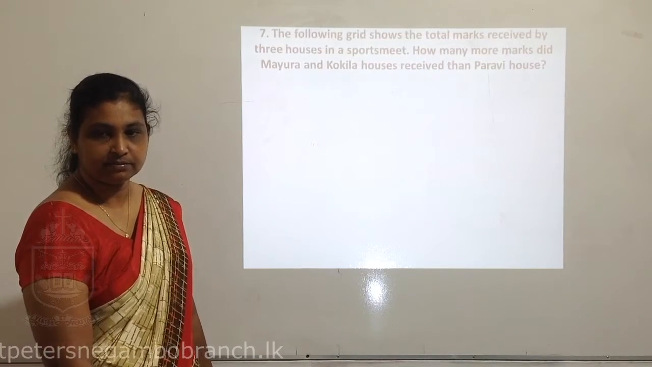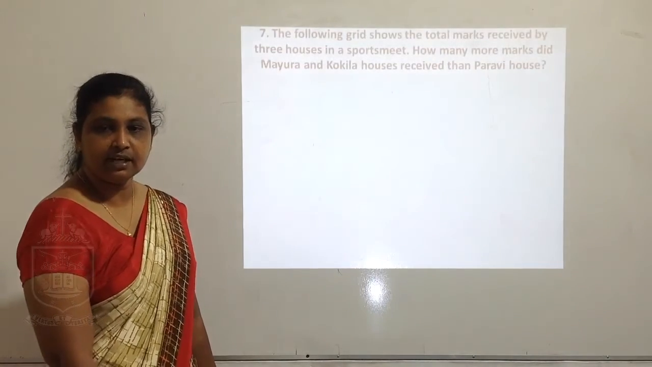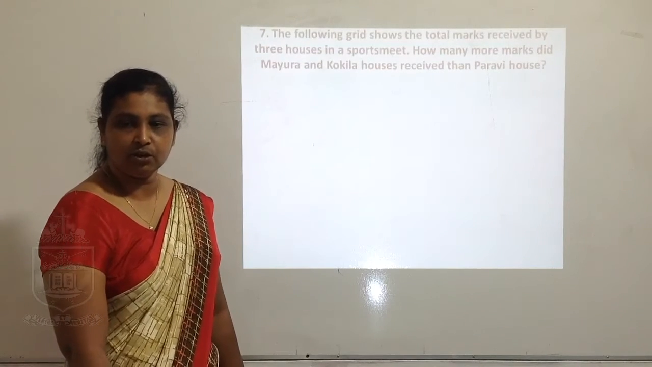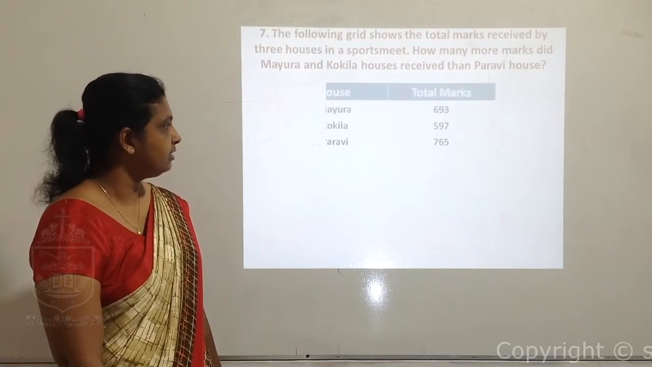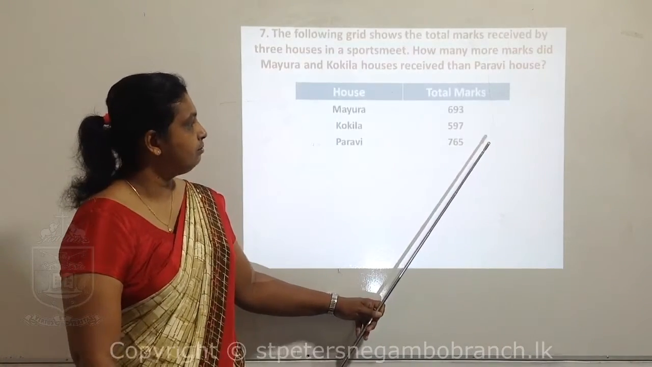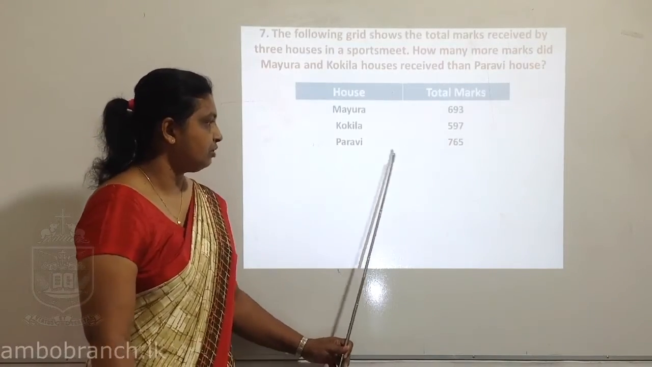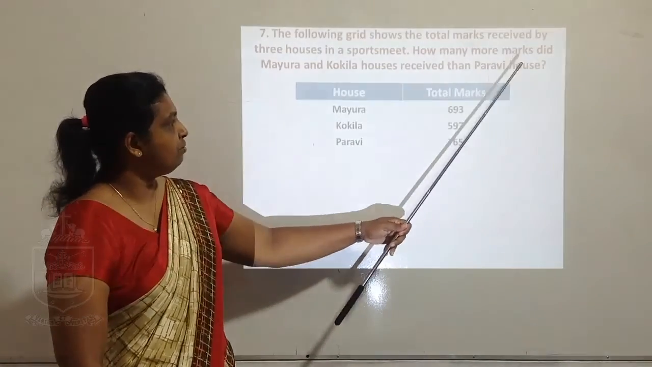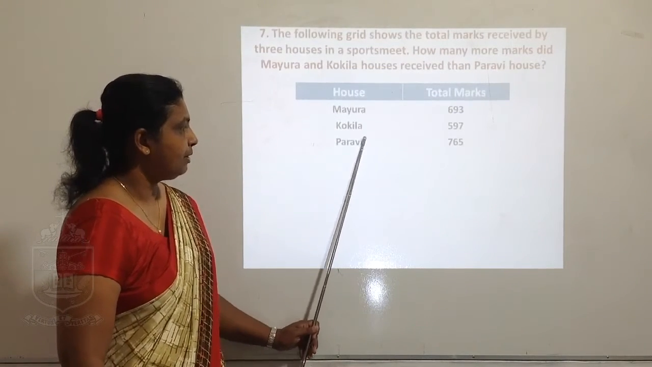Number 7. The following grid shows the total marks received by 3 houses in a sport meet. How many more marks did Mayura and Kokila houses receive than Paravi house? Now we'll see the grid. Mayura got 693 marks, Kokila house got 597 marks, Paravi house got 765 marks. So the question is, how many more marks did Mayura and Kokila houses receive than Paravi house?